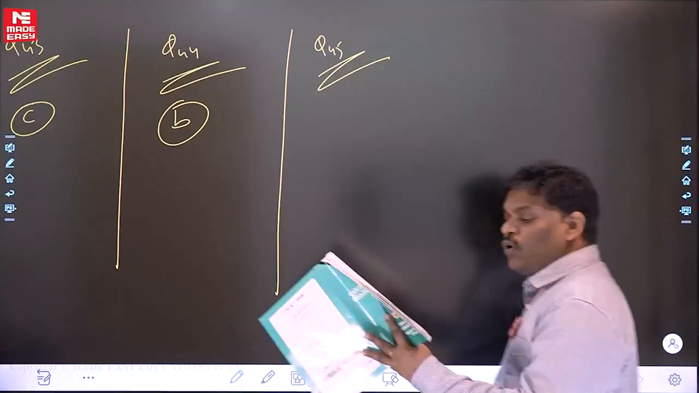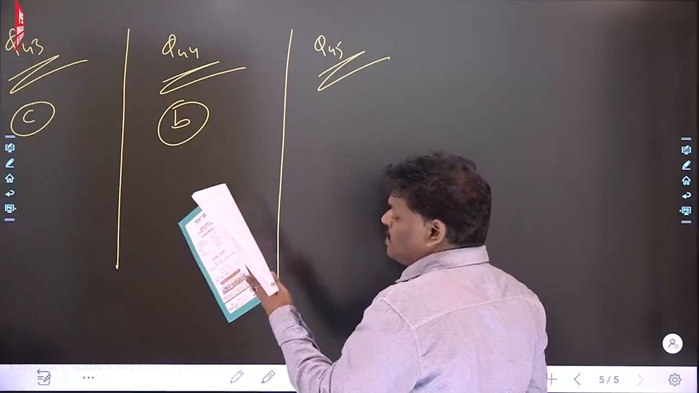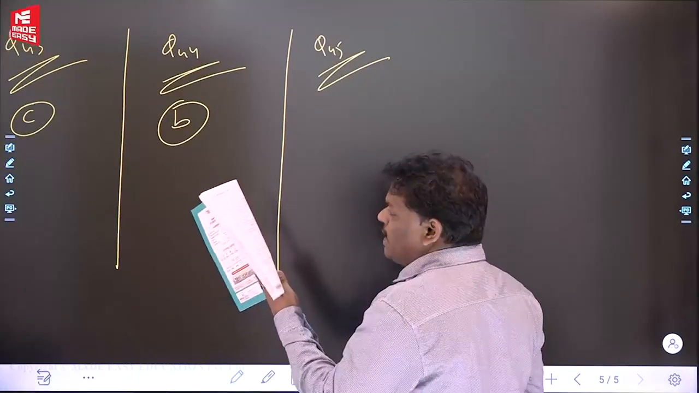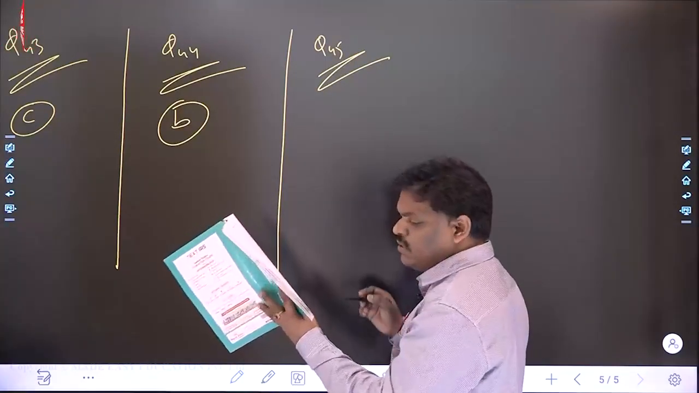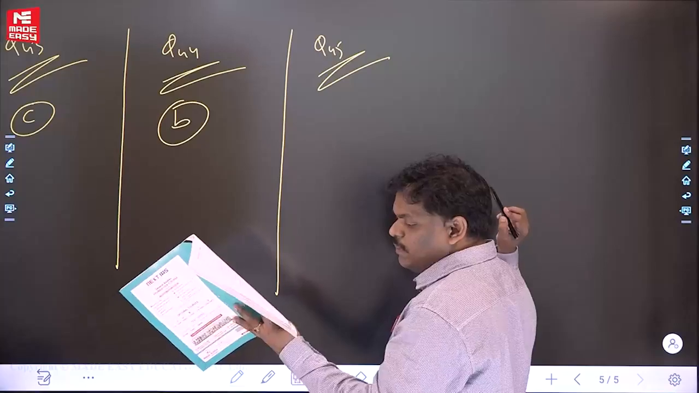Question number 45. One graph is given. They are asking, if you create the MST for this graph, what will be the cost? Let's do it once, it is very simple. Can you help me now? Which is the first minimum? I am applying the Kruskal algorithm.